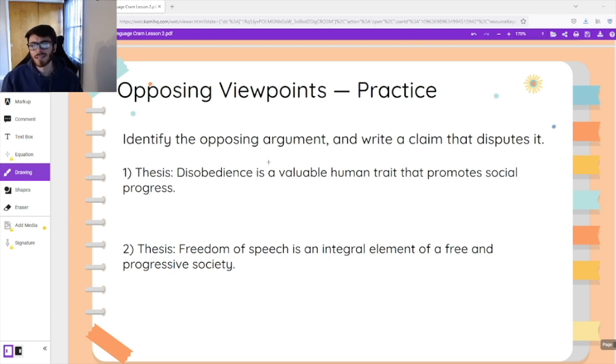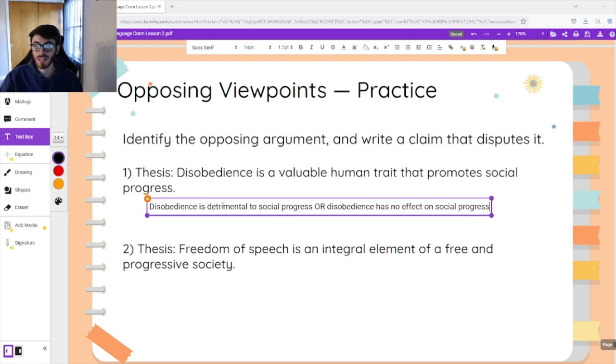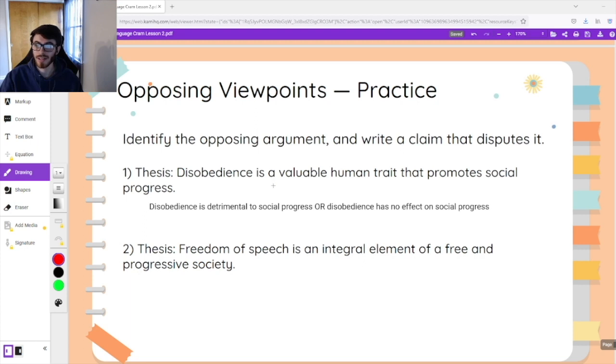The first one, our thesis is that disobedience is a valuable human trait that promotes social progress. So first of all, what is the opposing viewpoint here? Well, there are two potential opposing viewpoints. Our opposing viewpoint could be that disobedience is detrimental to social progress, right? Because that would be the opposite claim, the opposite thesis. Or that disobedience has no effect on social progress. Both of these counteract our thesis that it's a valuable human trait that promotes social progress, right? So our opposing viewpoint could be that it's detrimental or that it has no effect.